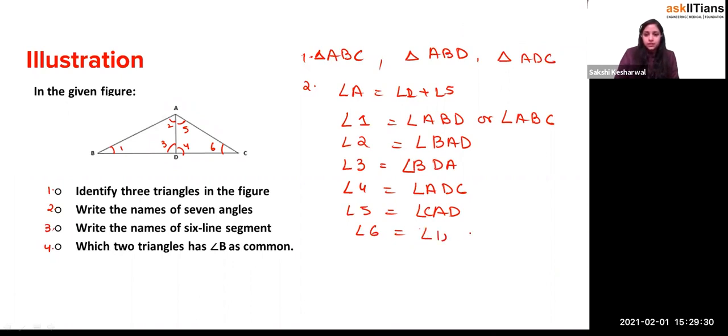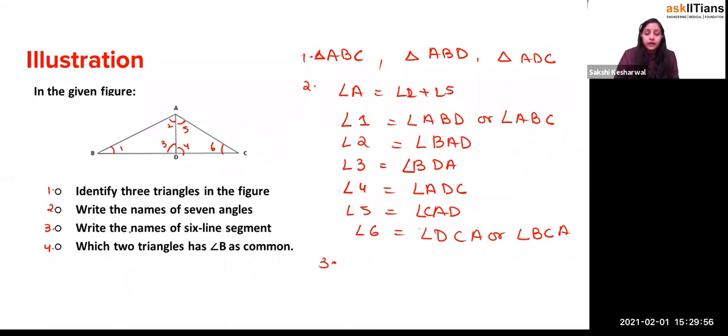That is DCB, or angle BC, a second. DCA. It's A, not B, my bad. It's A or angle BCA. You can write either of it. Right, now let's go on to the third question.